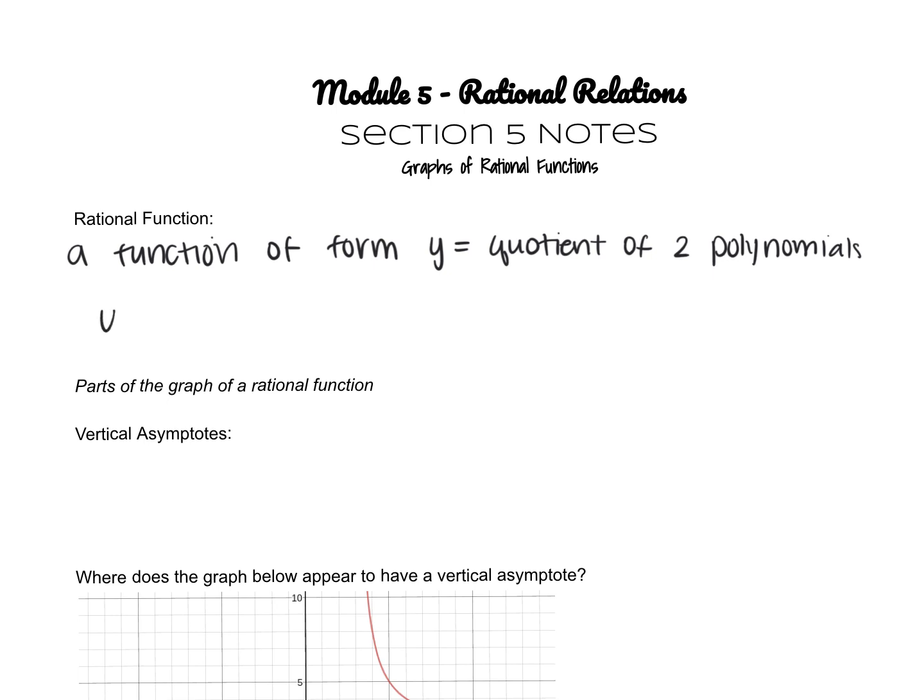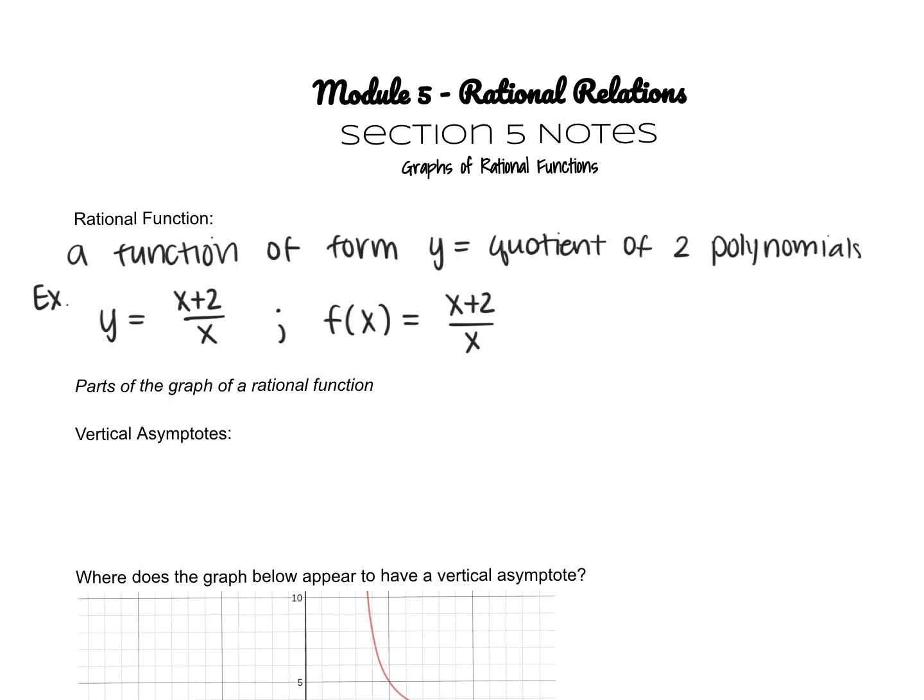What that basically means is it's y equals and then you have a rational expression. So for example, you can have y equals x plus 2 over x. Or you can use something called function notation, which is f of x equals x plus 2 over x. The important thing here is that in a rational function, the denominator is always going to contain a variable.